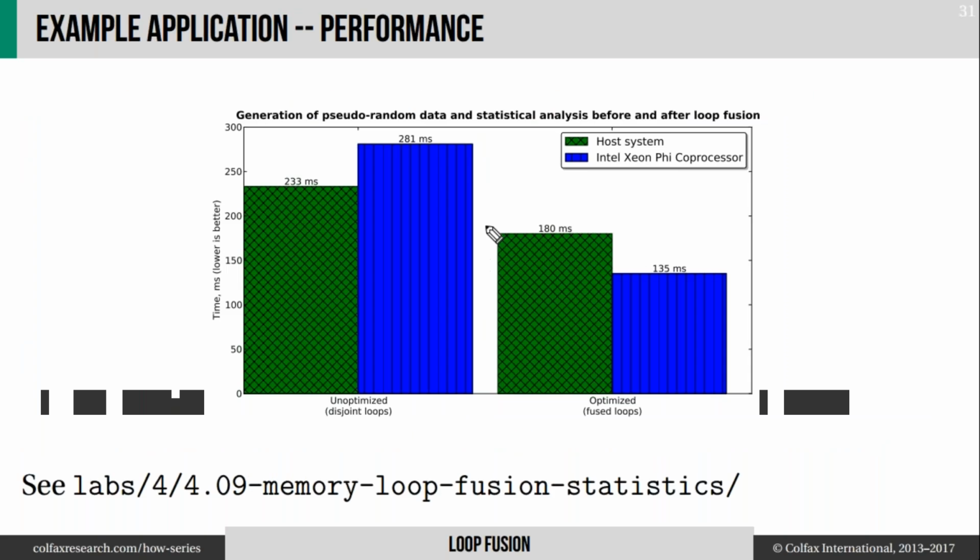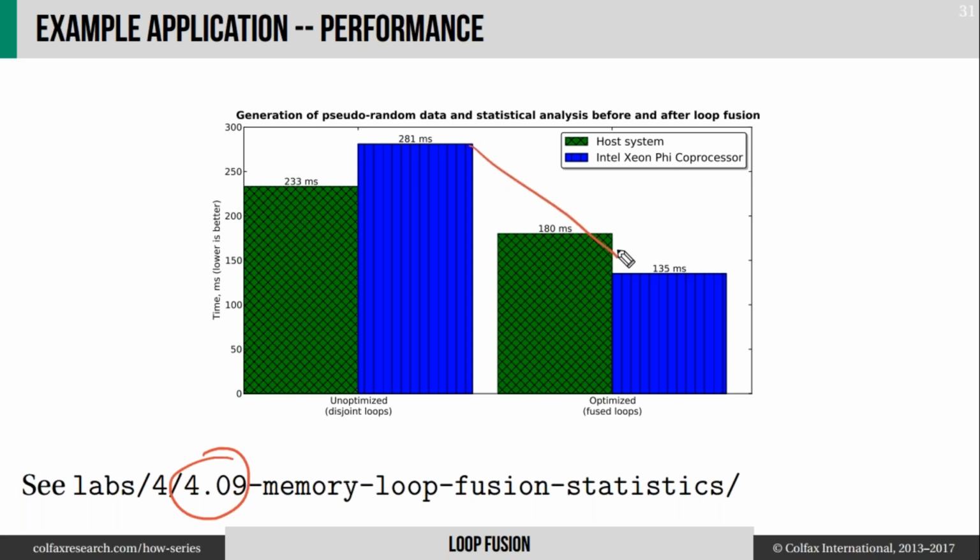I will not be able to demonstrate Loop Fusion live due to time limitation, but you can use one of our labs. Lab 409 allows you to experiment with a statistical calculation where we generate random numbers and then compute their statistical properties. Loop Fusion, in that case, improves performance, and you can see how it works.